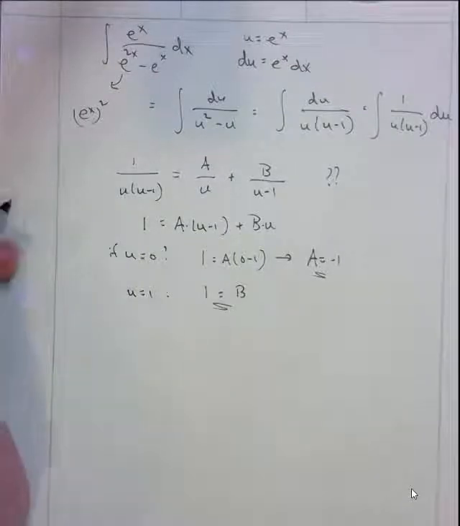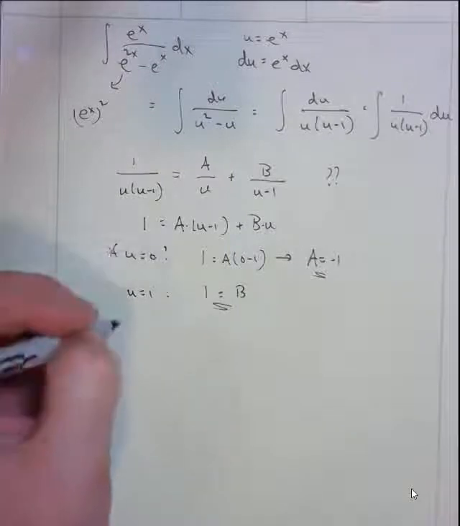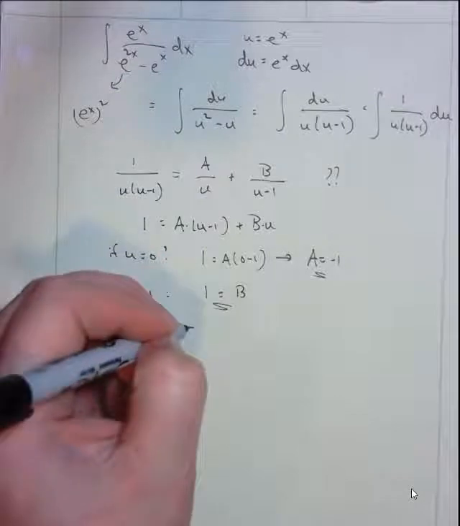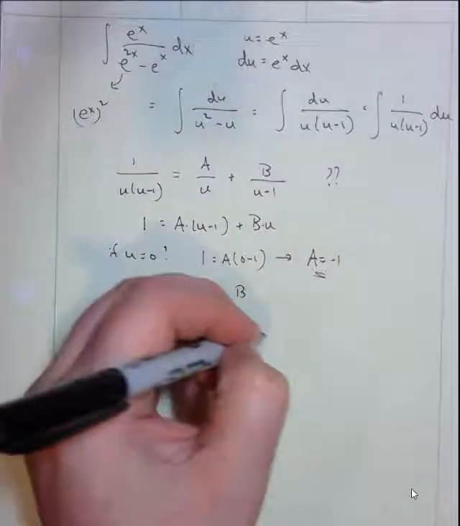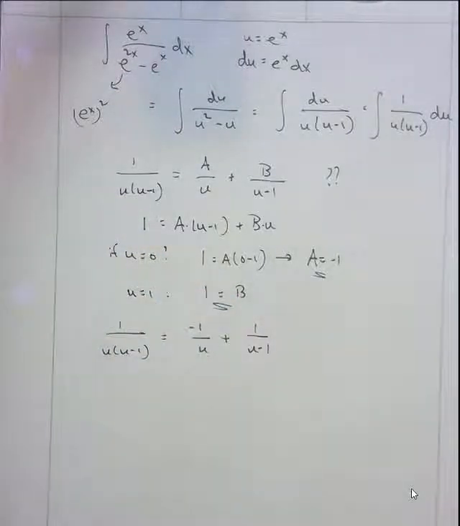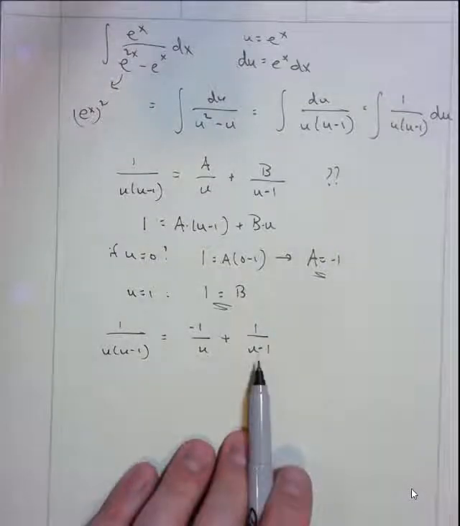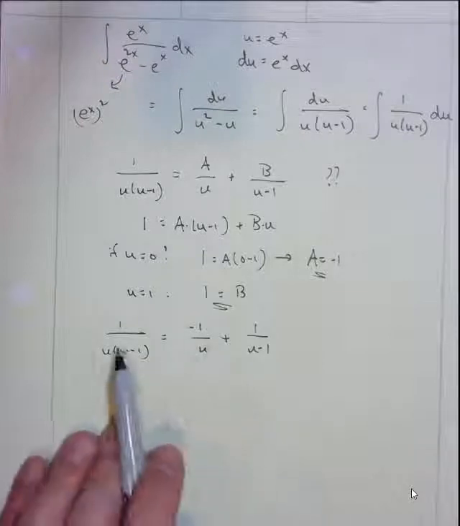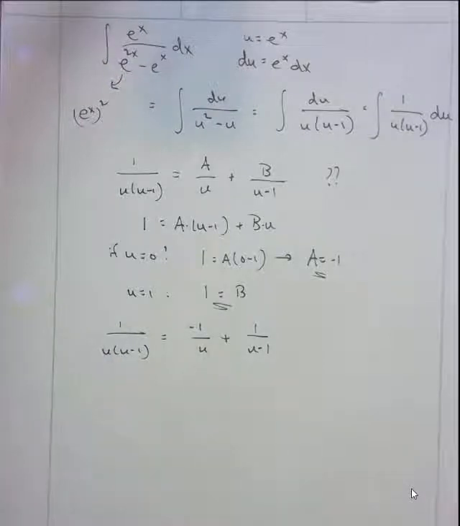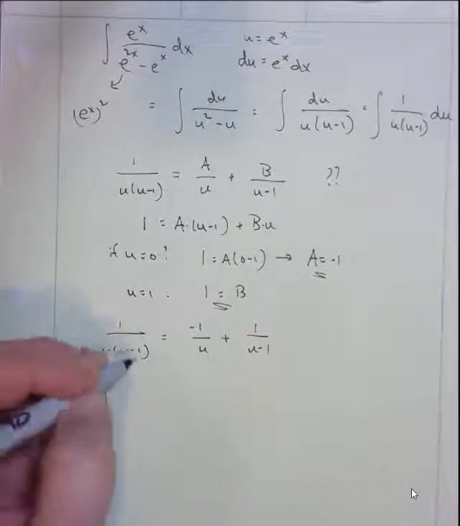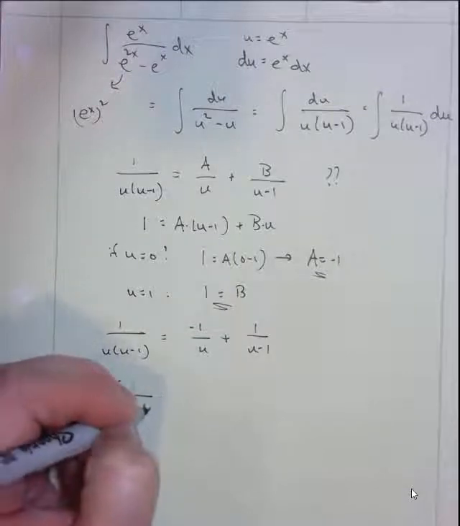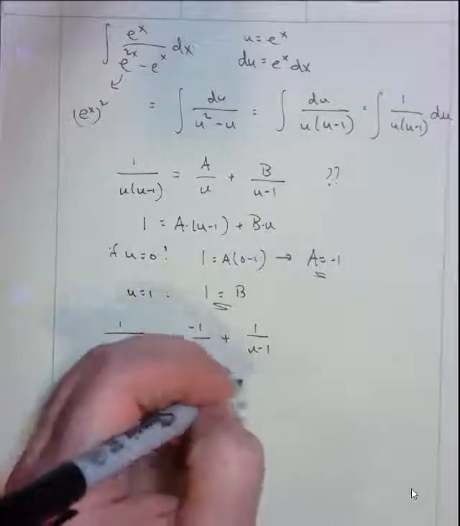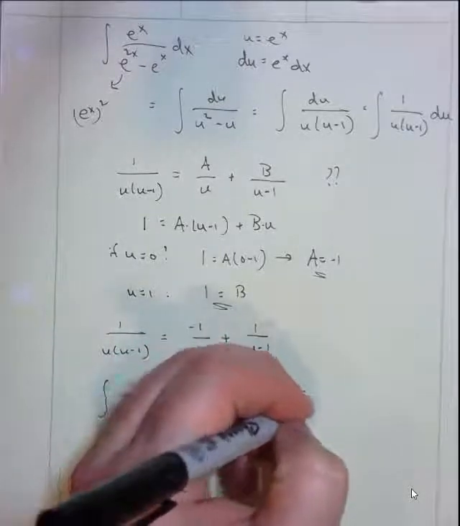We're all friends here. So what that means is that this 1 over u times u minus 1 is actually equal to negative 1 over u plus 1 over u minus 1. And you could do this reconstruction just to check it if you wanted to. Start with these two things, find a common denominator, put everything together. You'll end up with this. What that means is that the integral of 1 over u times u minus 1 du is the integral of negative 1 over u plus 1 over u minus 1 du.